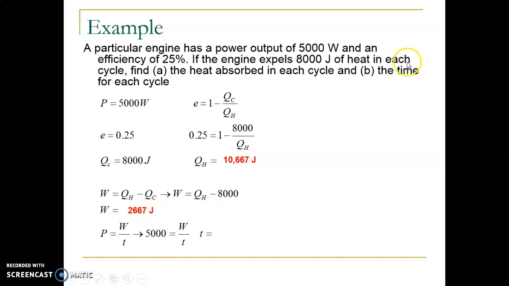We need work done because they want us to find time, right? And that's why they gave us power. And so our work done over time should give us that time if we solve for t. So first we solve for Q hot, then we solve for work, and then we solve for the time. We knew what power was. We found work. It's 0.53 seconds. And so there's a lot of mathiness, and the AP test may not be quite as mathy.